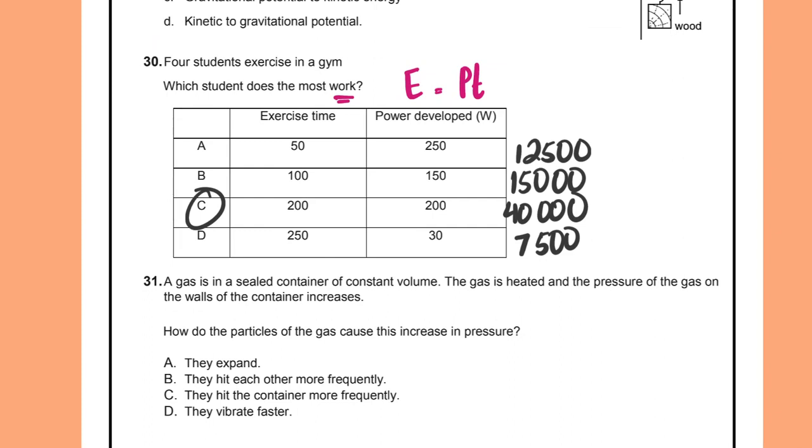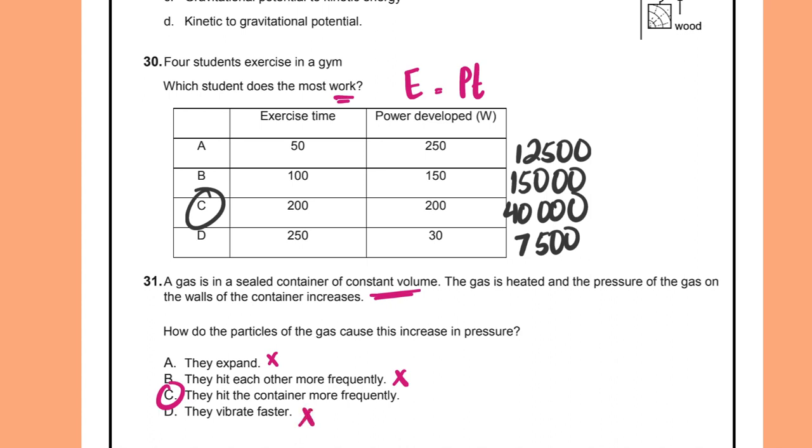Gas in a sealed container of constant volume. So gas is in a sealed container of constant volume, so volume cannot change. The gas is heated and the pressure of the gas on the walls of the container increases. How do the particles of the gas cause this increase in pressure? The particles individually do not expand. They hit each other more frequently. This is true, but this is not what causes the increase in pressure. They hit the walls of the container more frequently. This is what causes the increase in pressure.